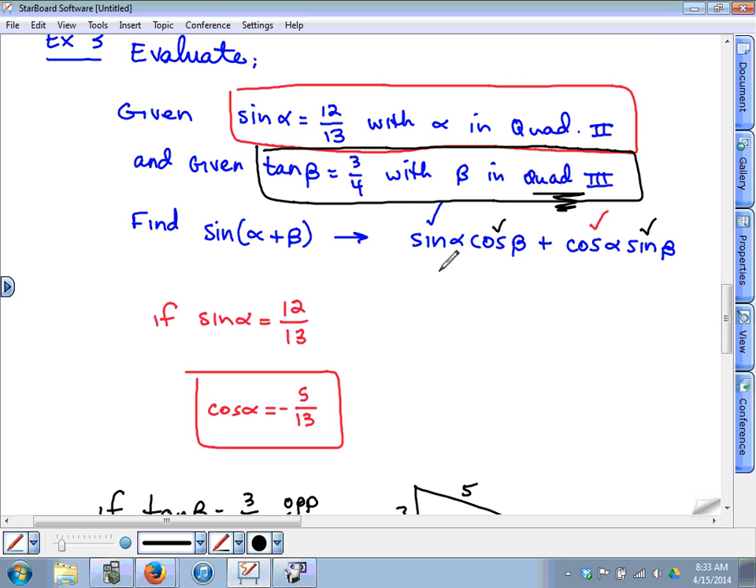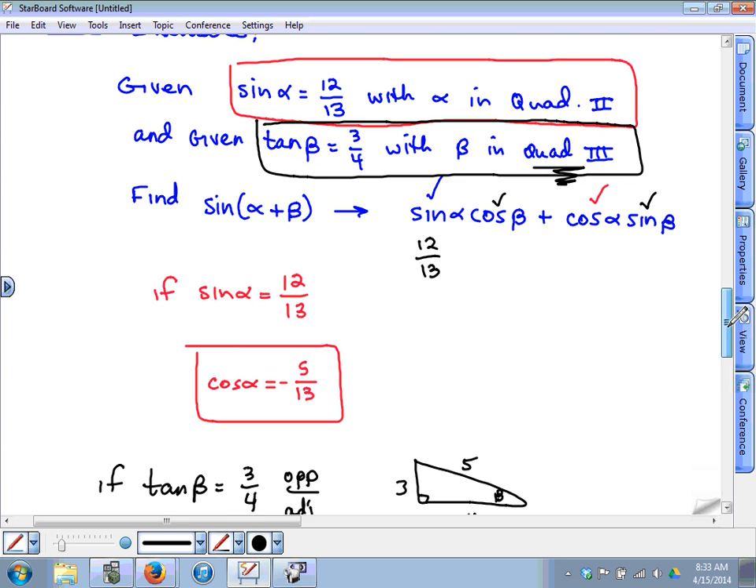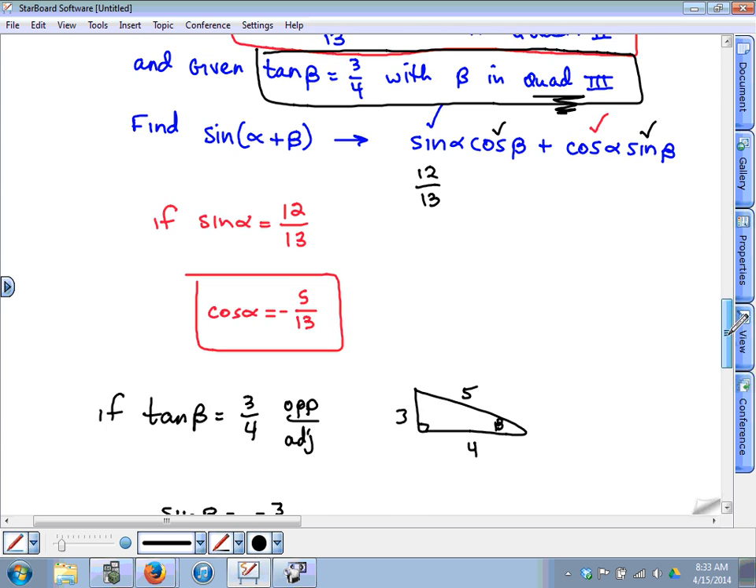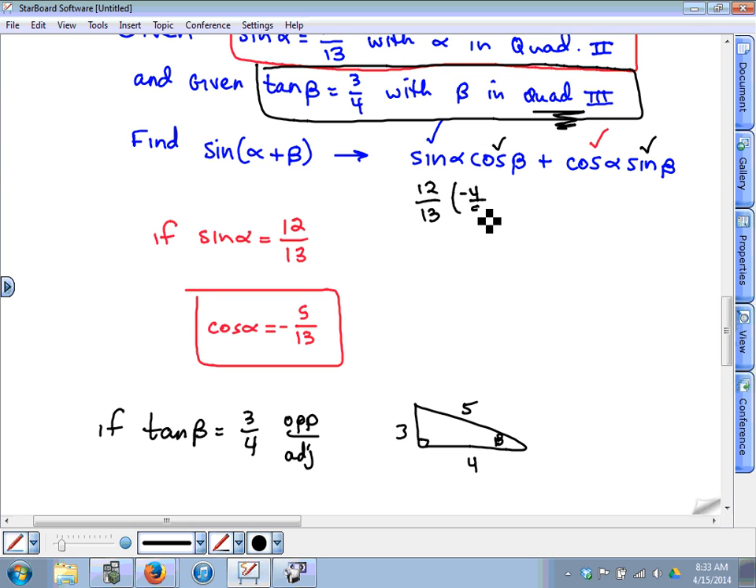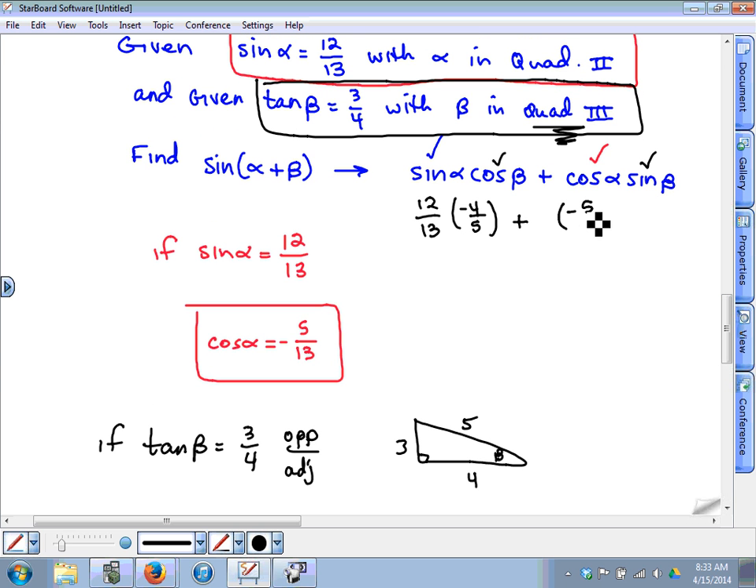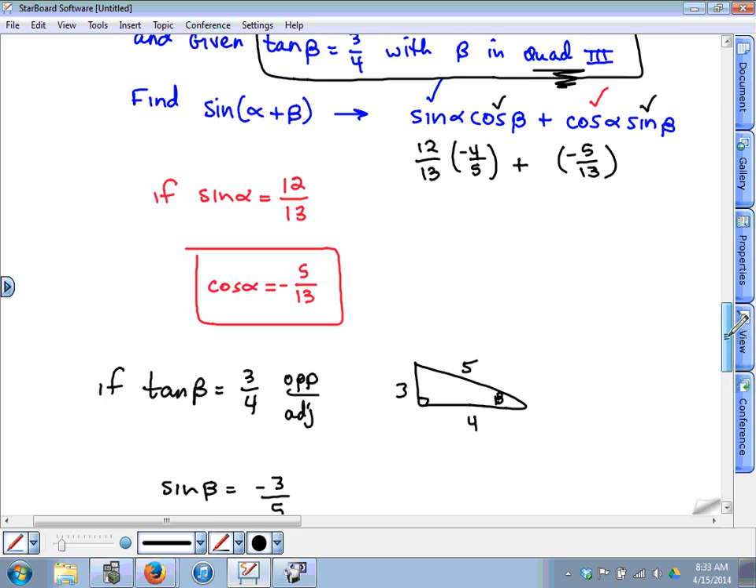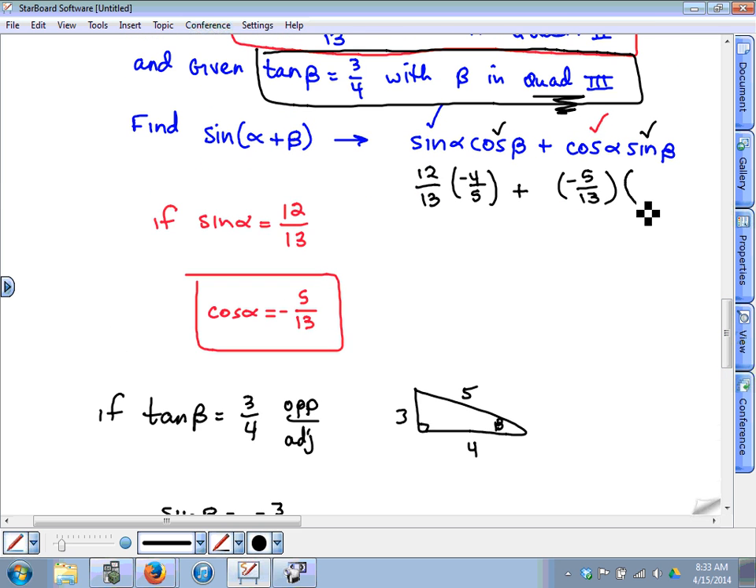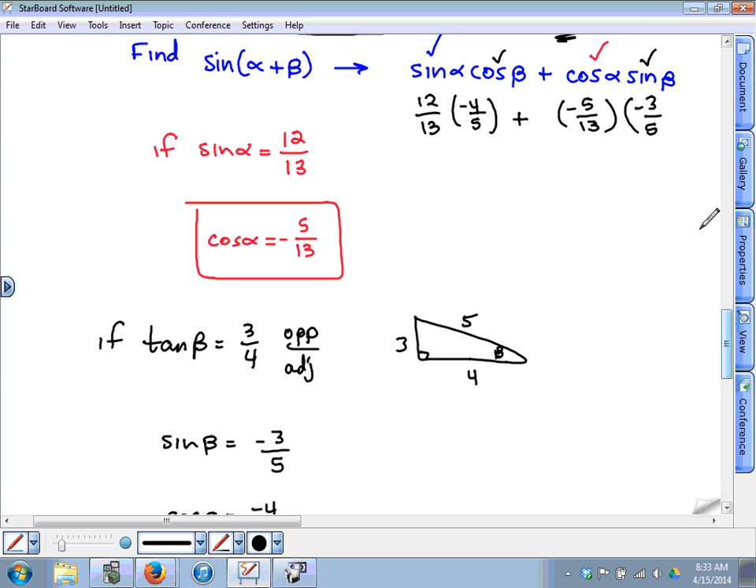We know everything. Let's fill it in. So let's see. We already knew the sine of alpha. It was 12/13. What was the cosine of beta? Negative 4/5. Now the cosine, we found that somewhere. Cosine alpha, there you are, negative 5/13. And then sine of beta, negative 3/5.